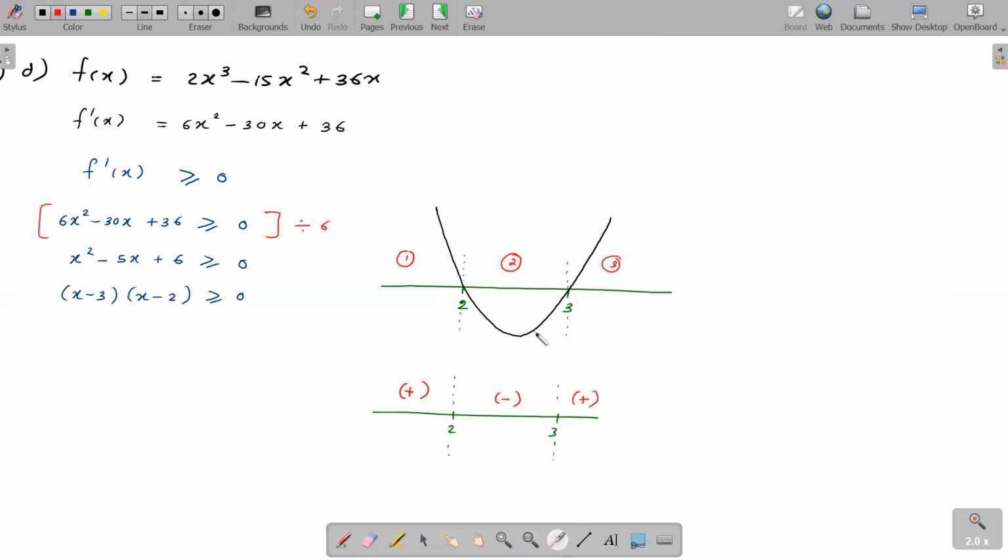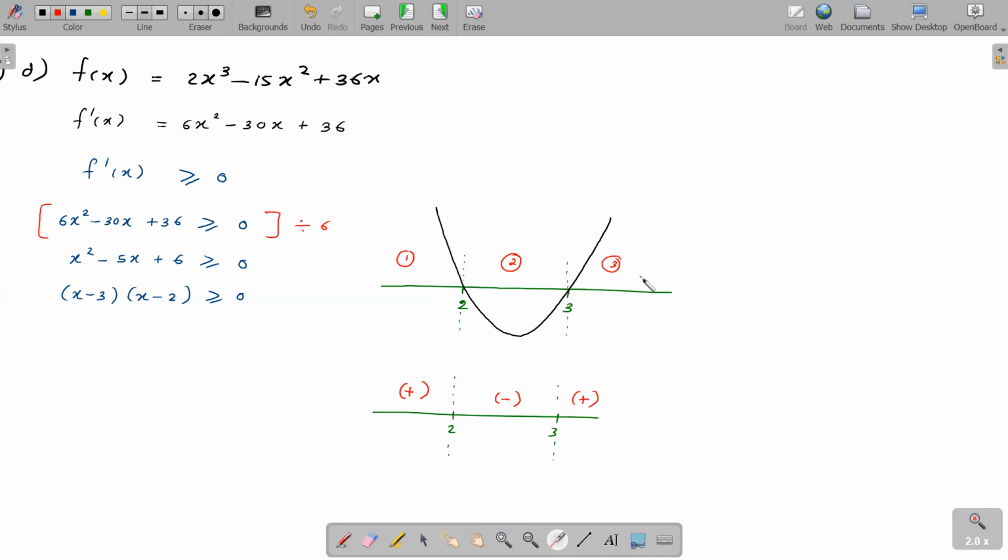Now, which part do I need? This graph also verifies that. In the first range, the graph is above the x-axis, therefore y values are positive. In the second range between 2 and 3, the graph is below the x-axis, therefore y values are negative. It verifies what I have over here. And after 3, the graph goes again above the x-axis, which means y values are again positive. So the number line method and the graph method are basically both the same thing. You can use either.